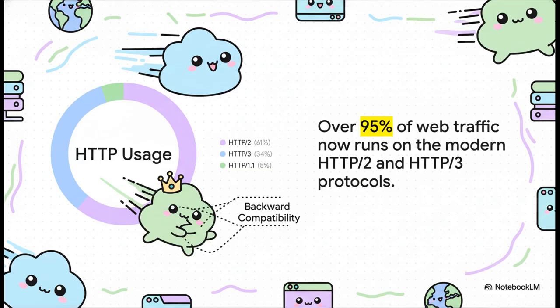And this is where we are today. The new protocols HTTP/2 and 3, they absolutely dominate, handling over 95% of web traffic. But you see that little 5% slice for HTTP 1.1? It's still hanging around. Why? Because on the internet, backward compatibility is king.